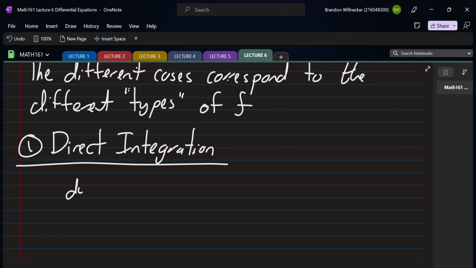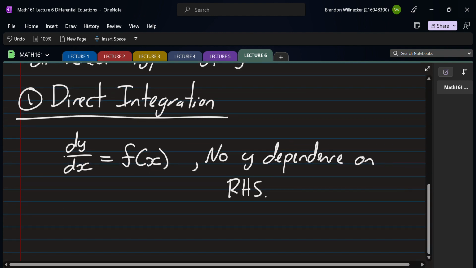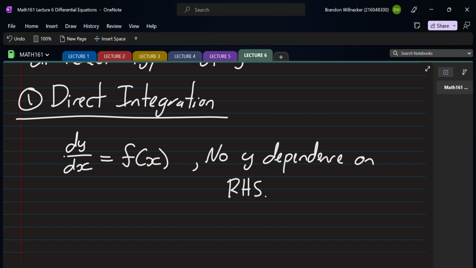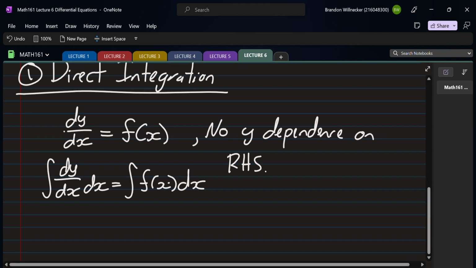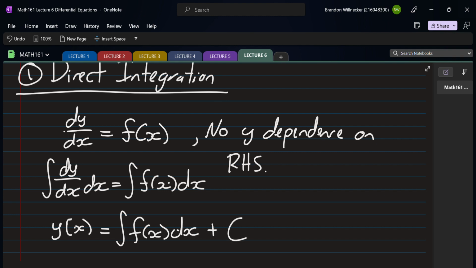So this happens when we have dy by dx is just equal to f of x. So no y dependence on that right-hand side. It's just some function of x. So in this case, it's very easy to solve because we can just integrate both sides. So we can have the integral dy dx is the integral f of x dx. Okay, and we know from the fundamental theorem of calculus that the integral and the derivative cancel each other out. So on the left-hand side, we just have y of x. On the right-hand side, we have the integral f of x dx plus some constant c.